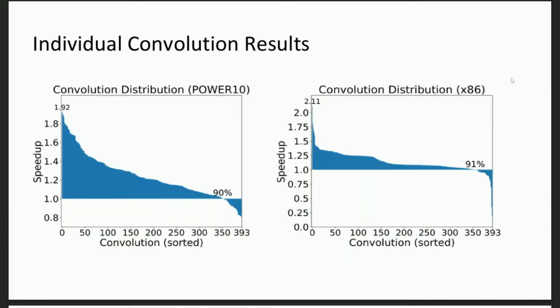All right. But in how many convolutions do you get this speedup? Actually, if you look at the Power 10 and x86, you have on the x-axis here the convolutions sorted by the speedup.